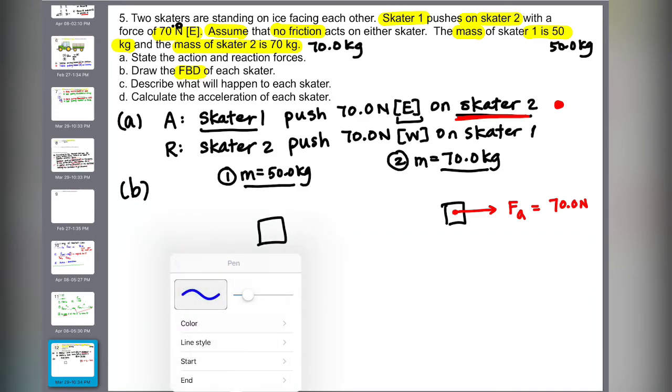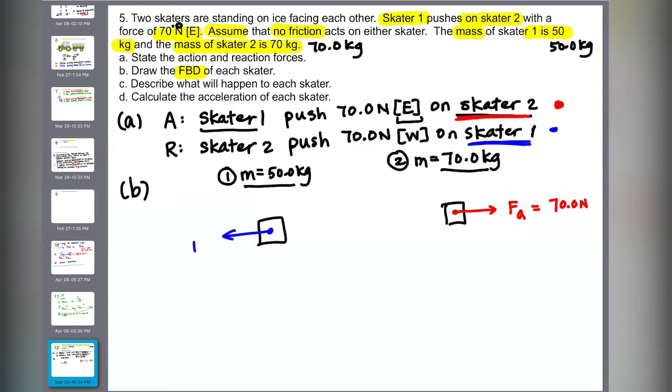Okay, and then I'm going to use a different color. I'm going to use blue. Now I'm going to draw the reaction force. Skater 2 pushes 70 west on skater 1. So it is acting on skater 1. Skater 1 is feeling the force, and it's going backwards towards the west. FA is 70.